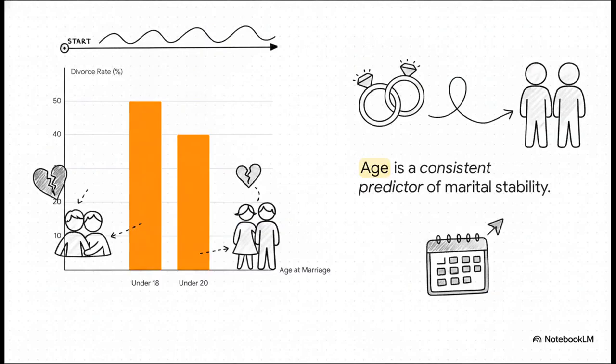But listen, if there's one incredibly consistent predictor of whether a marriage will last, it's age. Specifically, the age at which you get married. The data here is pretty stark. Nearly half of those who marry before turning 18 and 40% of those who marry before 20 eventually divorce. It's a huge reminder of how our stage in life completely impacts our long-term compatibility.